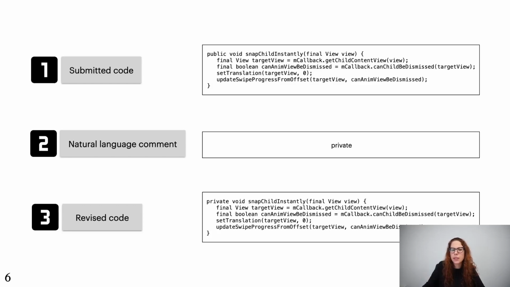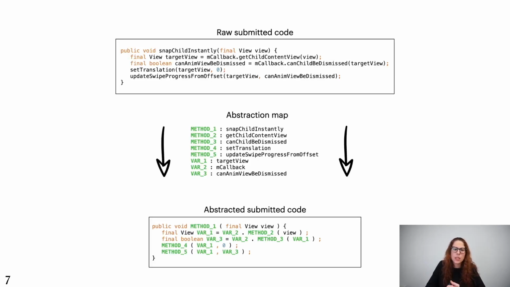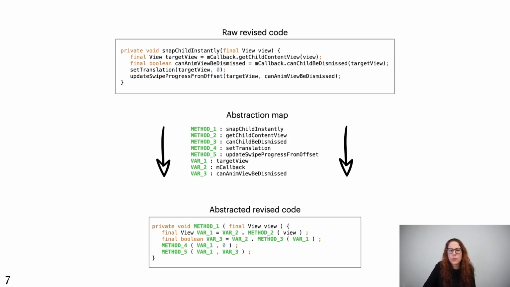Now the next step is the abstraction of the code. To abstract the code, what we do is replace the literals and the identifiers with specific numbered identifiers, which simply give information about the type of the literals or the identifiers they are replacing. And of course, we do the same thing with both the submitted code and the revised code, using the same abstraction map.